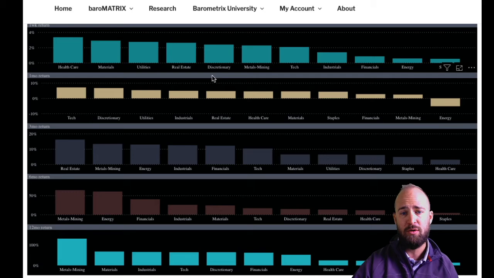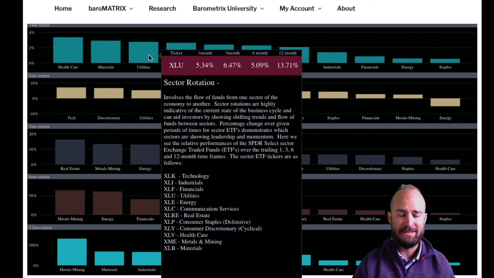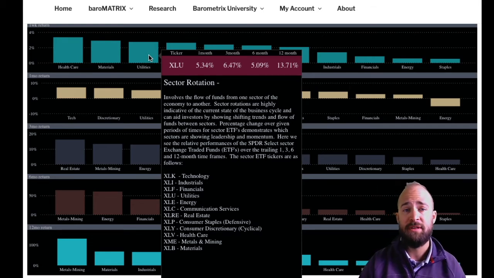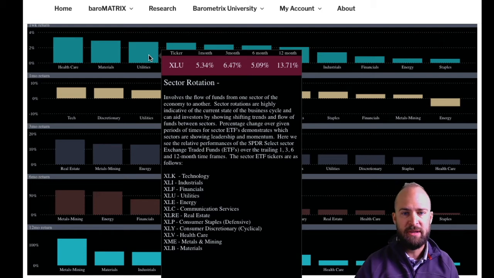So that's been a tailwind for the utility sector here. So I'd expect that next week we're likely to see a pullback in this utility strength because, again, yields are at the bottom of their range. They're more likely to edge higher over the next couple days into next week than they are to continue lower, just because it's at such an extreme.